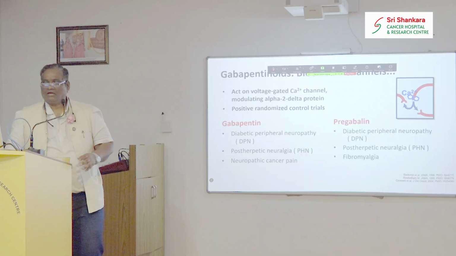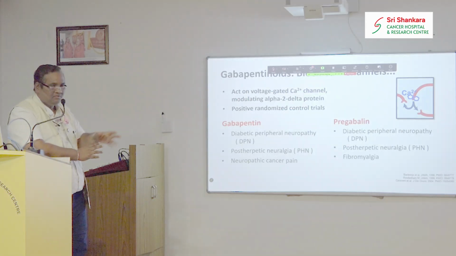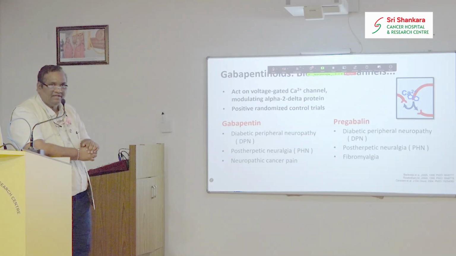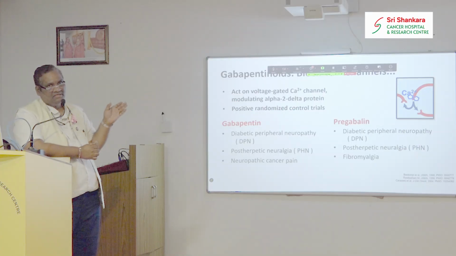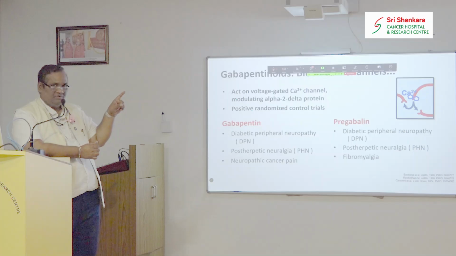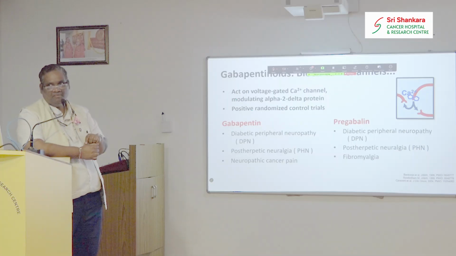Right. So coming to the gabapentins, I'm not going into the details, just an overview. They act on the voltage gated calcium channels and they modulate the alpha 2 delta protein. So that's why they are called alpha 2 delta channel blockers. But actually the channel is the calcium channel blocker. We have to remember that.